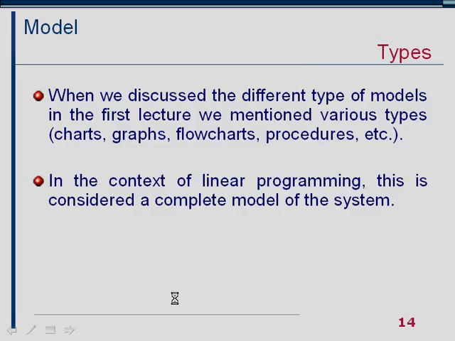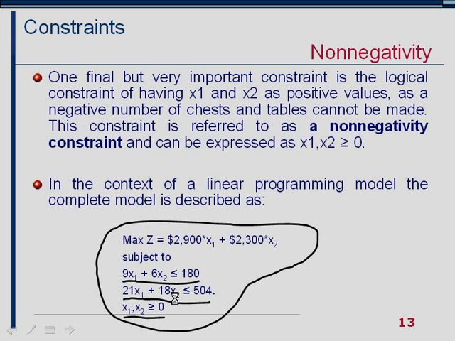In previous modules, we discussed the different types of models. We said that some models can be charts, graphs, flow charts, procedures, or other types of models. But in the context of linear programming or operations research, this is considered a complete linear programming model. So anytime you hear model in terms of OR linear programming, think of the model as having this format: an objective function, constraints, and obviously decision variables, because this is what we're going to be solving for.